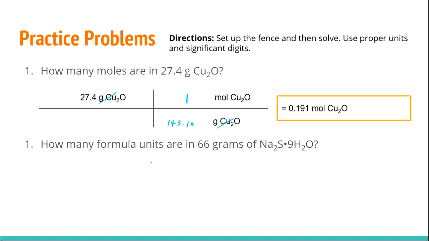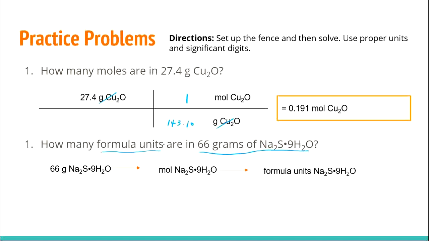How many formula units are in 66 grams of sodium sulfide hydrate? So you are given grams of sodium sulfide hydrate and it's asking for formula units. Given grams, we need to find formula units, but remember we can't go straight from grams to formula units. Remember the diagram that we went over in our notes? What is always in the middle? We have to always go through the mole. So from grams, we go to the mole, and then we can find formula units of this hydrate.